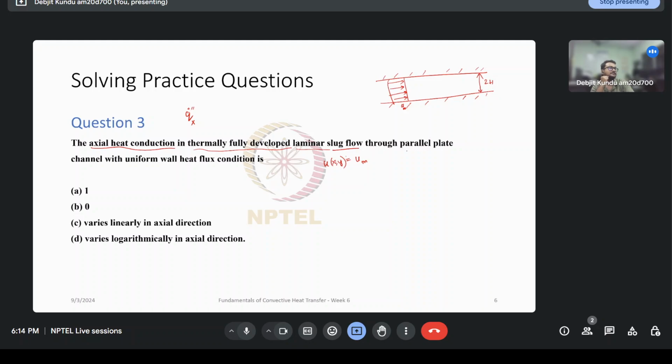And also it is told that it's a uniform wall heat flux condition. So at any location, q_wall is a constant. In that case, what happens to the axial heat conduction, or axial heat transport, let's say, not just conduction? Is it equal to 1? Is it equal to 0? Does it vary linearly in the axial direction, or does it vary logarithmically in the axial direction?